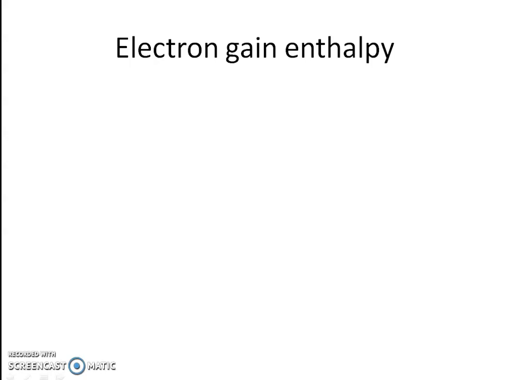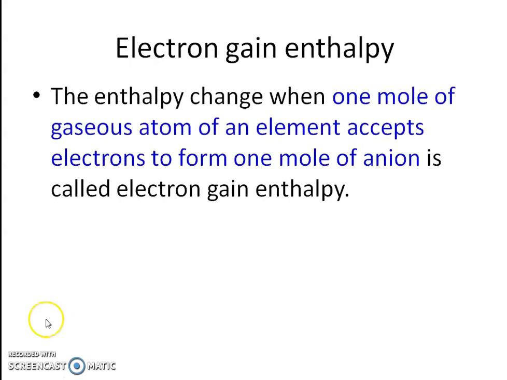In electron gain enthalpy, energy is evolved when an isolated gaseous atom accepts an electron and forms an anion. Therefore, electron gain enthalpy is the enthalpy change when 1 mole of isolated gaseous atoms of an element accepts electrons and forms 1 mole of anions. So this energy is called electron gain enthalpy.